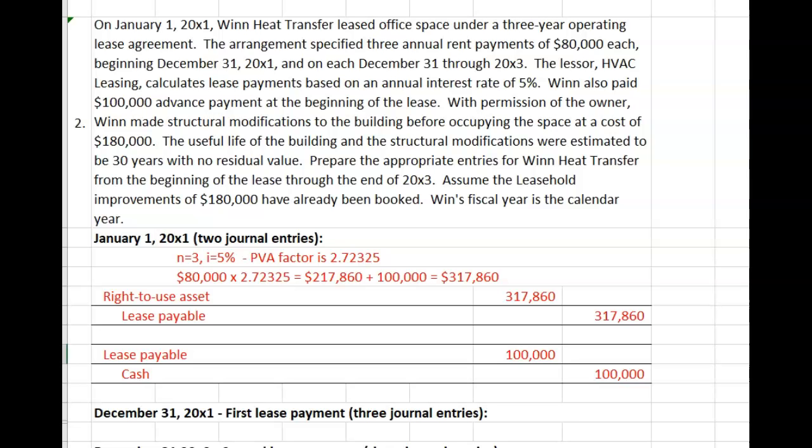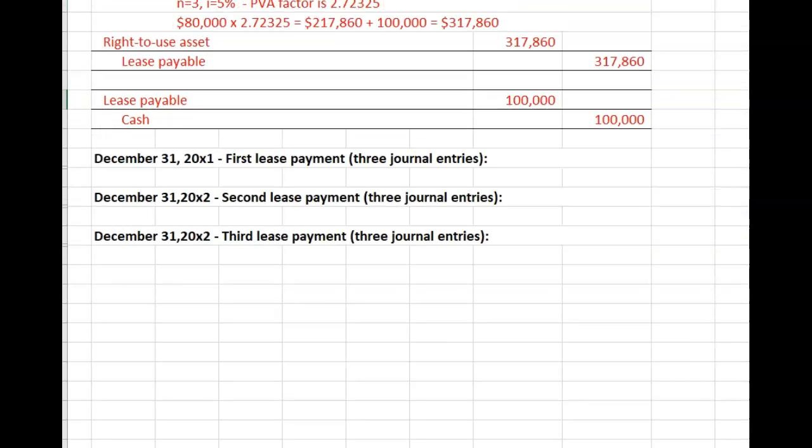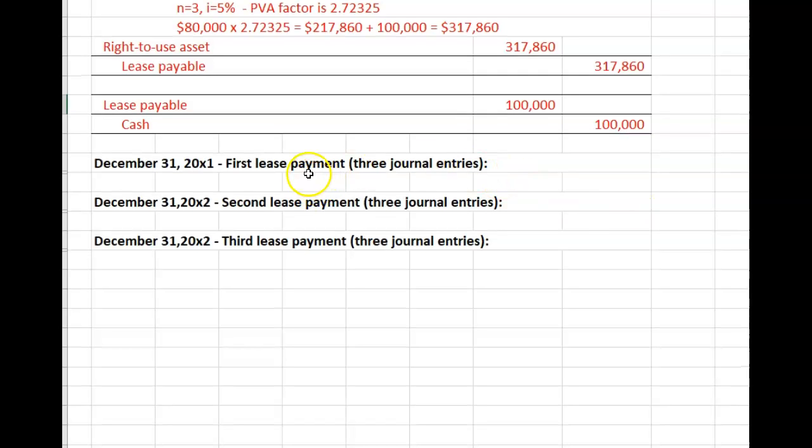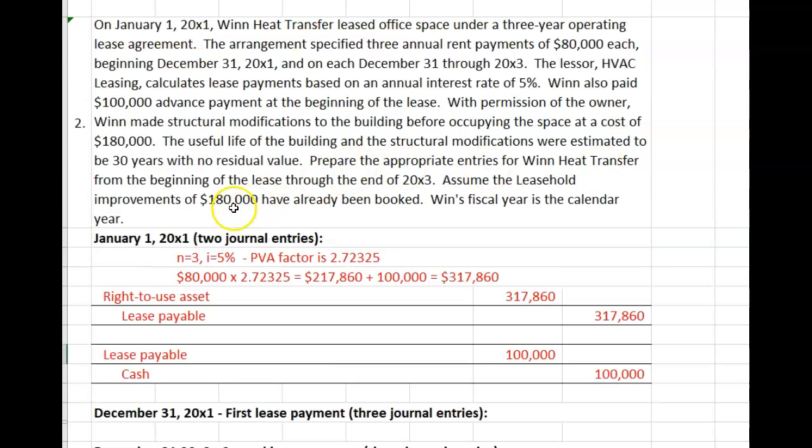Okay. At December 31st, X1, the end of the first year, we need to make 3 journal entries. 2 relate to the lease, and the third one relates to the $180,000 leasehold improvements that need to be depreciated on a straight line basis over 3 years. See if you can come up with those journal entries.